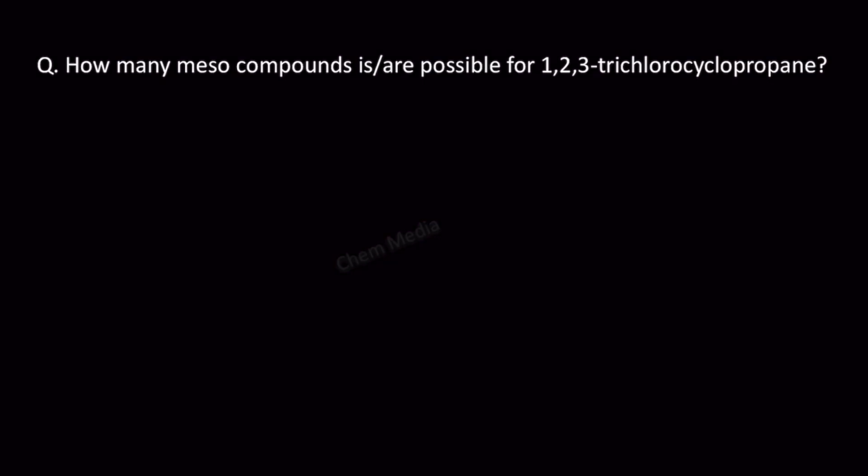Hello everyone, here is a tricky question from stereochemistry. How many meso compounds are possible for 1,2,3-trichlorocyclopropane? Let us first draw the structure. We can draw it in 3 different ways. Now you might be thinking this could be meso, but here is the problem.